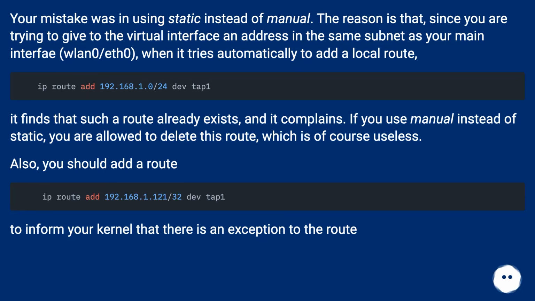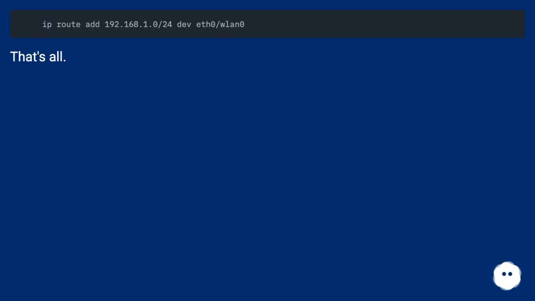If you use manual instead of static, you are allowed to delete this route, which is of course useless. Also, you should add a route to inform your kernel that there is an exception to the route. That's all.